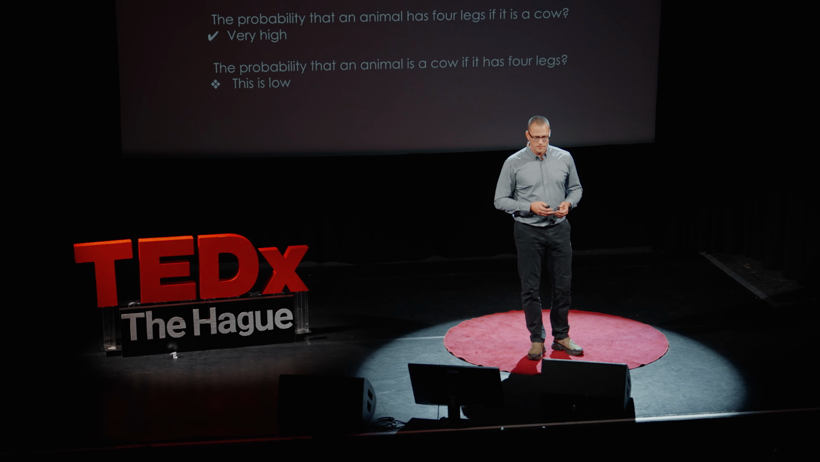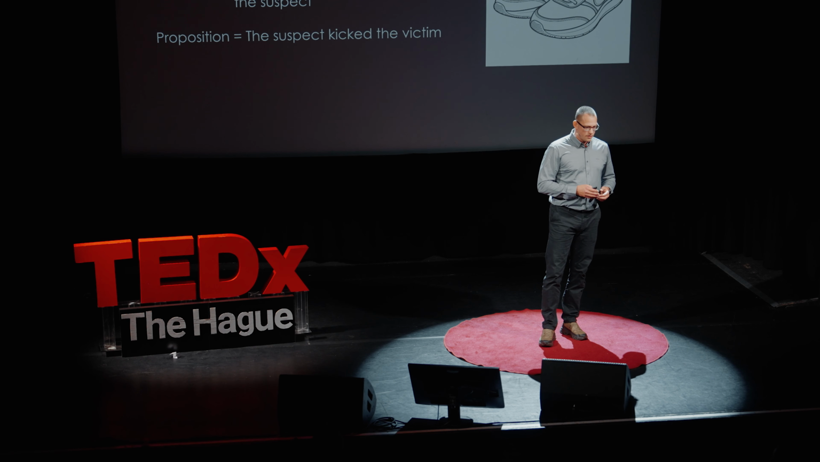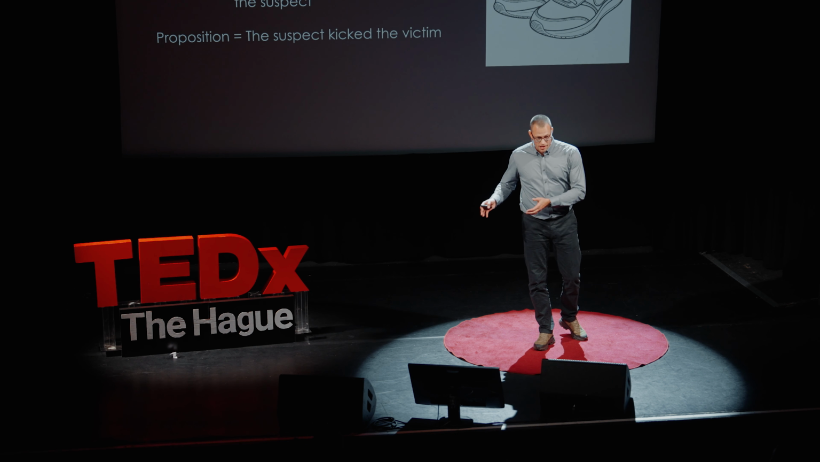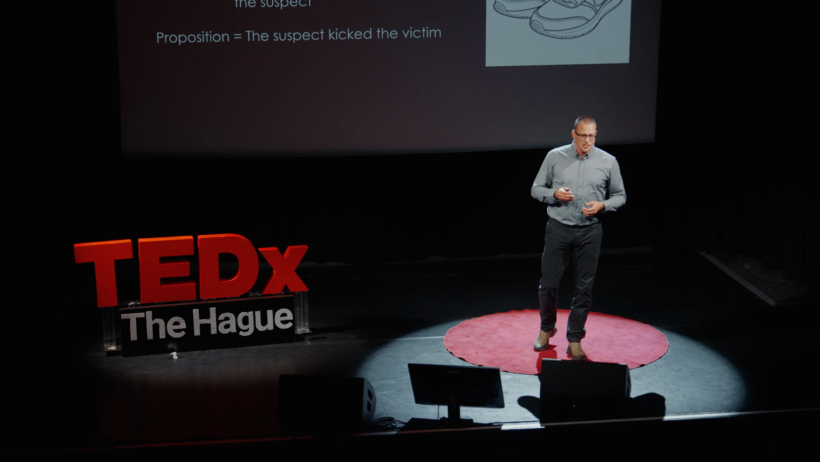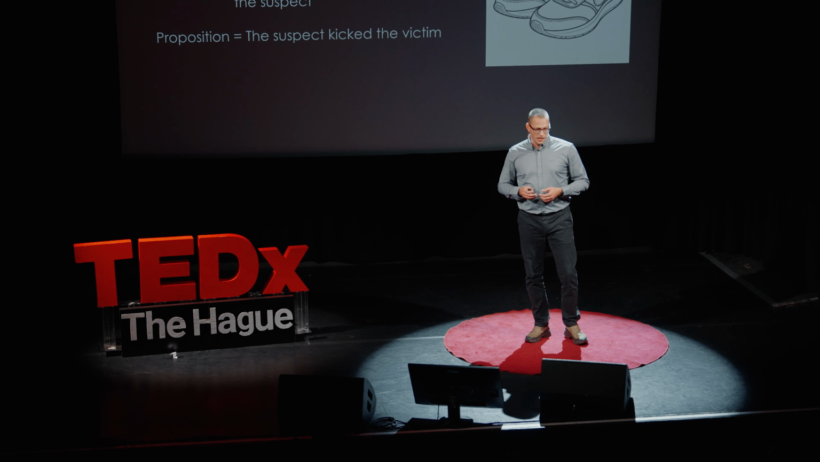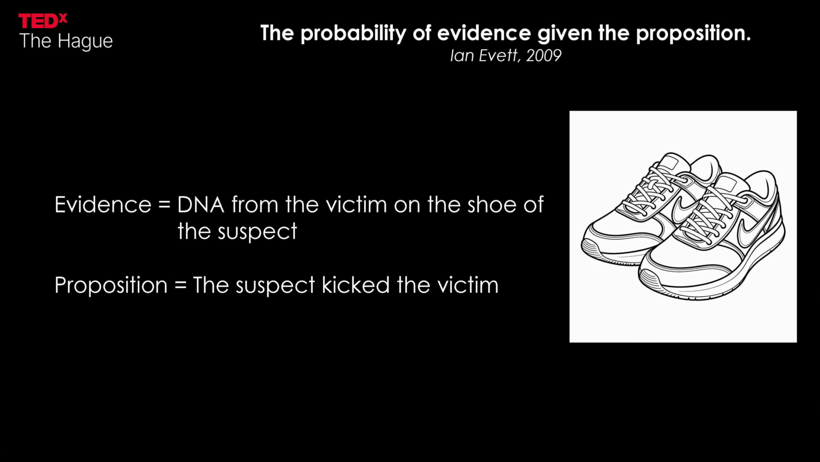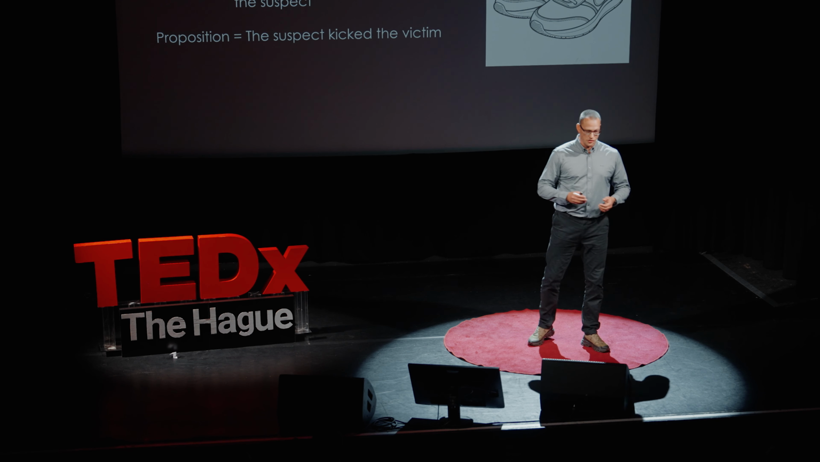So let's get back to the case. We have these shoes, and the evidence is that there's DNA from the victim on the shoe of the suspect. The proposition stated by the public prosecutor is that the suspect kicked the victim in the head. So here we go. Probability of the evidence given a certain proposition. The probability of the DNA from the victim getting on the shoe by the suspect kicking him in the face. That's pretty probable. If you kick somebody in the face, you're bound to have DNA on your shoe.